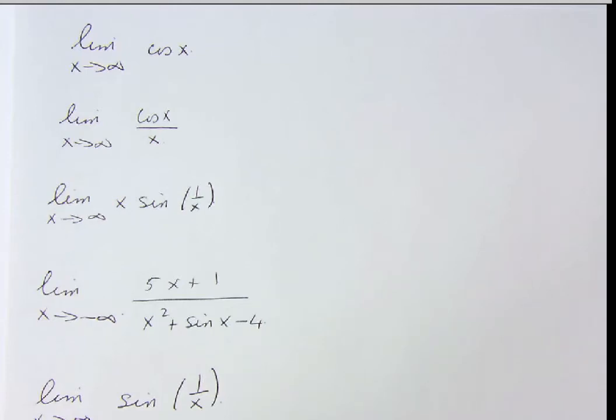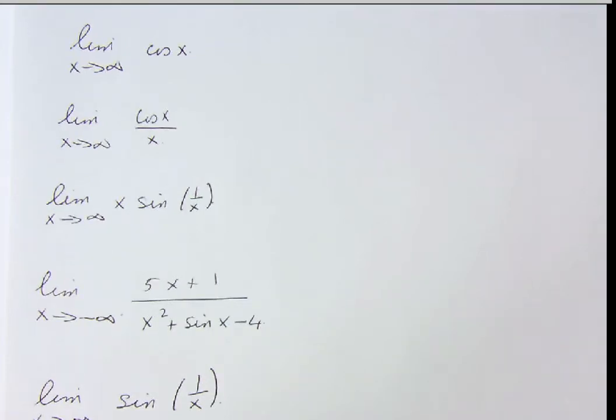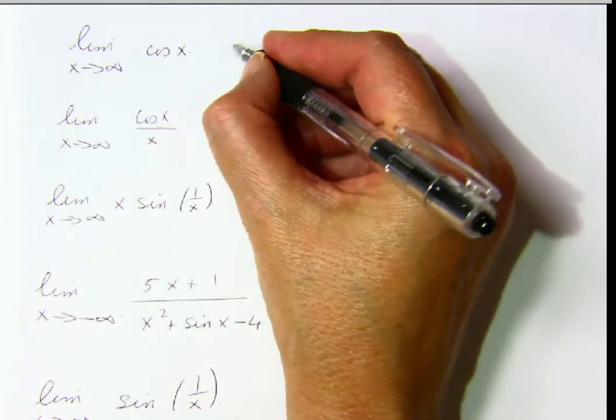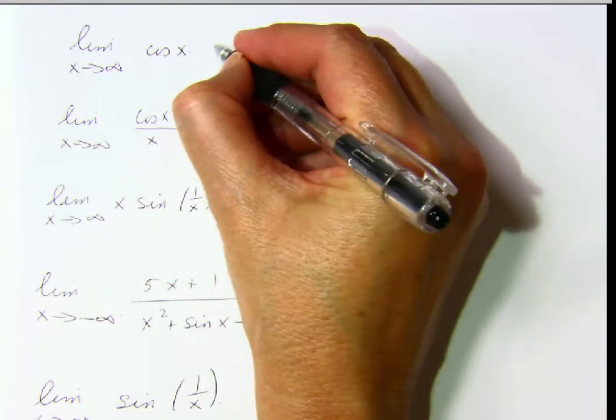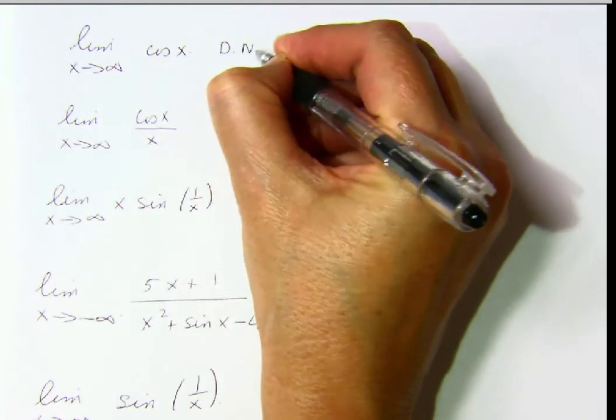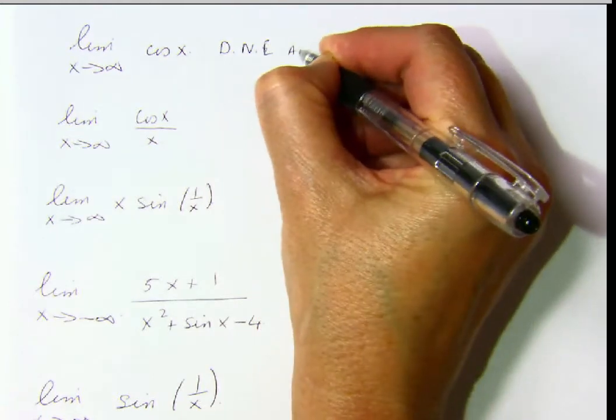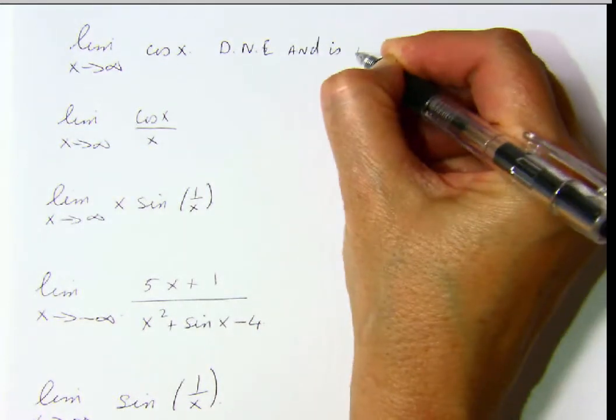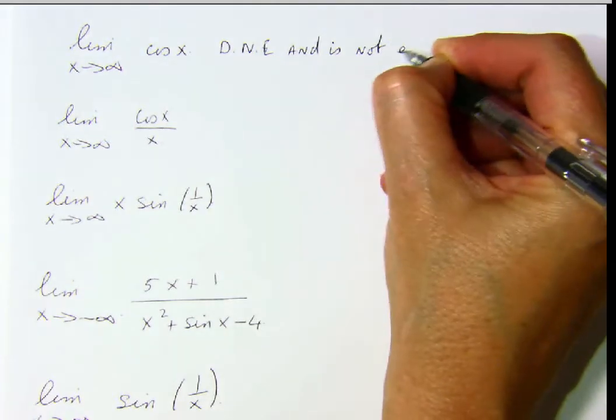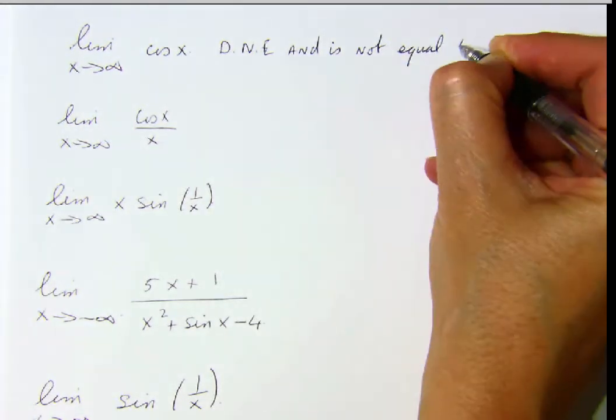We're going to look at the limits as x goes to infinity of some trigonometric functions and some variations thereof. This first one, the limit as x goes to infinity of cosine of x, does not exist and is not equal to plus or minus infinity.